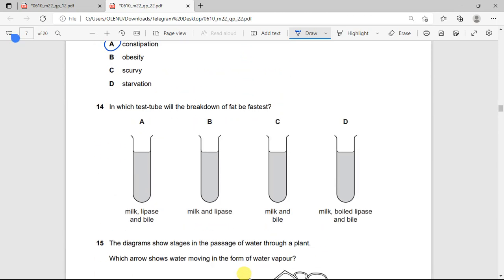Now, in which test tube will the breakdown of fat be fastest? Milk and lipase, milk and bile, milk, boiled lipase, and bile. If you boil the lipase, it will denature because it's an enzyme. The bile here will help to carry out emulsification of fat, giving it a large surface area for the enzyme lipase to work on. So the answer is A.